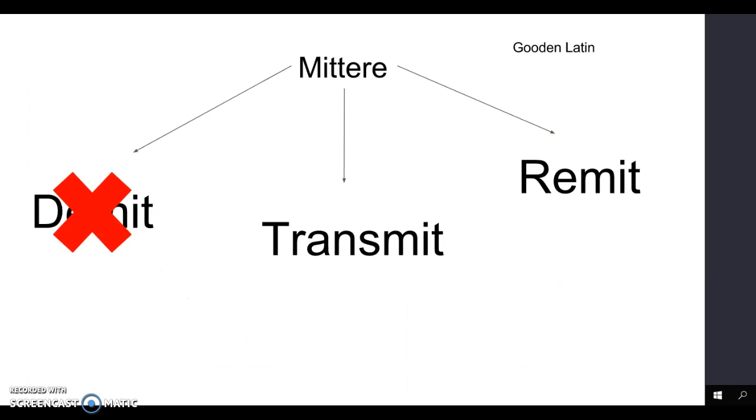In addition, words sometimes join languages even though a similar word and meaning exists. Sometimes words are still lost when there are similar words and meanings, such as demit, even though it shares the same roots as transmit and remit from the Latin verb mittere.